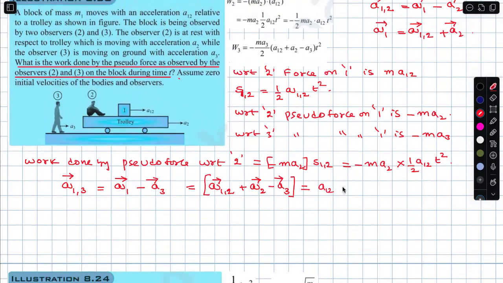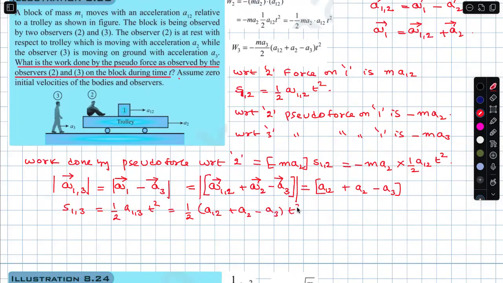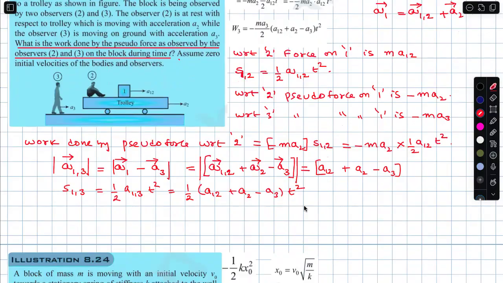A12 plus A2 minus A3 magnitude, and this magnitude. Why do I require all this? For the displacement of 1 with respect to 3 to come, this is required. So this is nothing but A12 plus A2 minus A3 times T square.